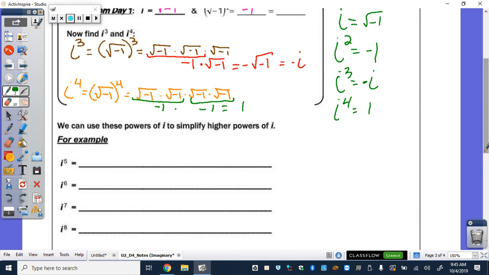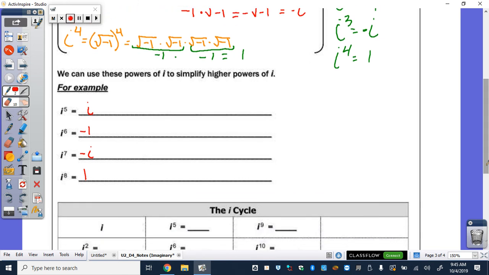Just keeps on going. So i to the fifth is actually the same as i to the first. It just kind of goes back to the top and repeats. i to the sixth is the same as i squared. i to the seventh is the same as i to the third. And i to the eighth is the same as i to the fourth. So I used to do this little table, but I actually found a little clock thing works best.